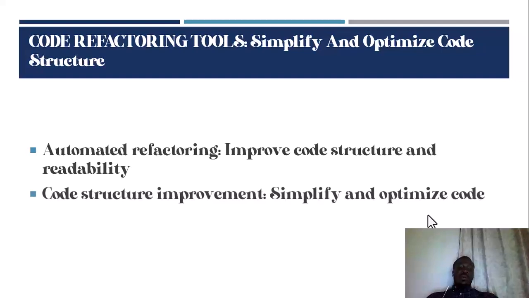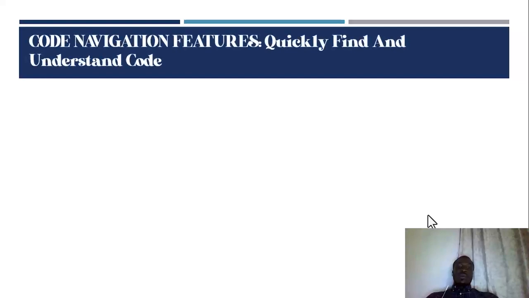Then we have the code structuring improvement. This one simplifies and optimizes the code. Alright then, we move on to the code navigation features. I think we have already talked about file exploring, so this one is just a sub of it. The code navigation features help you quickly find and understand code.